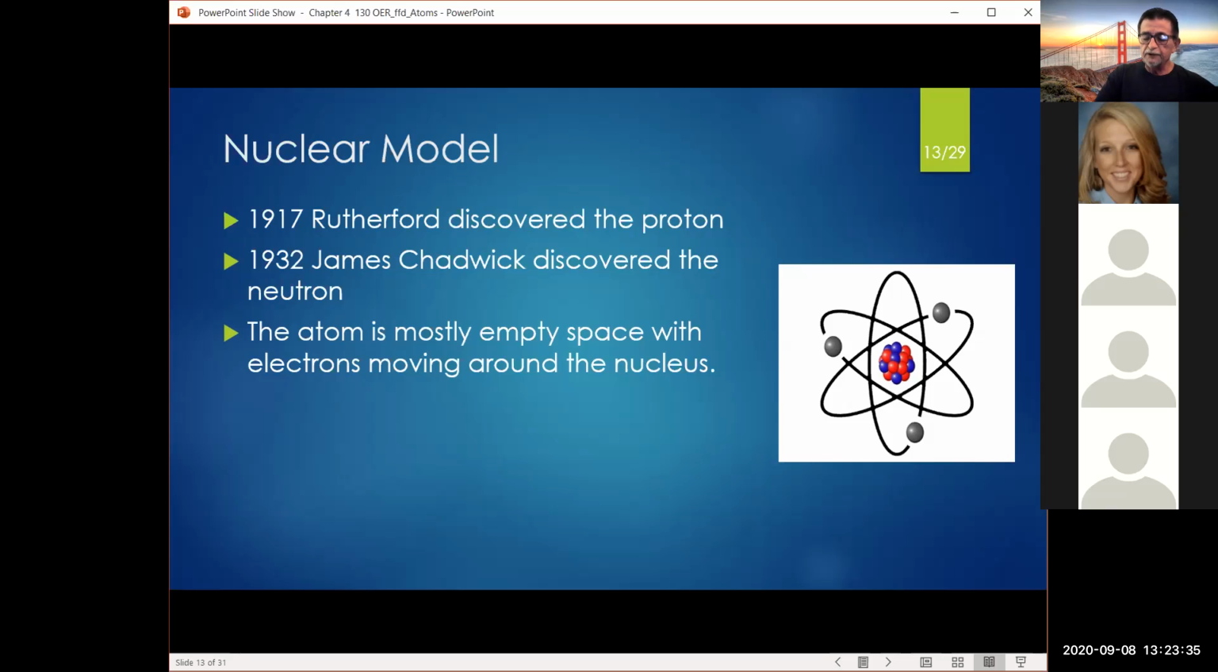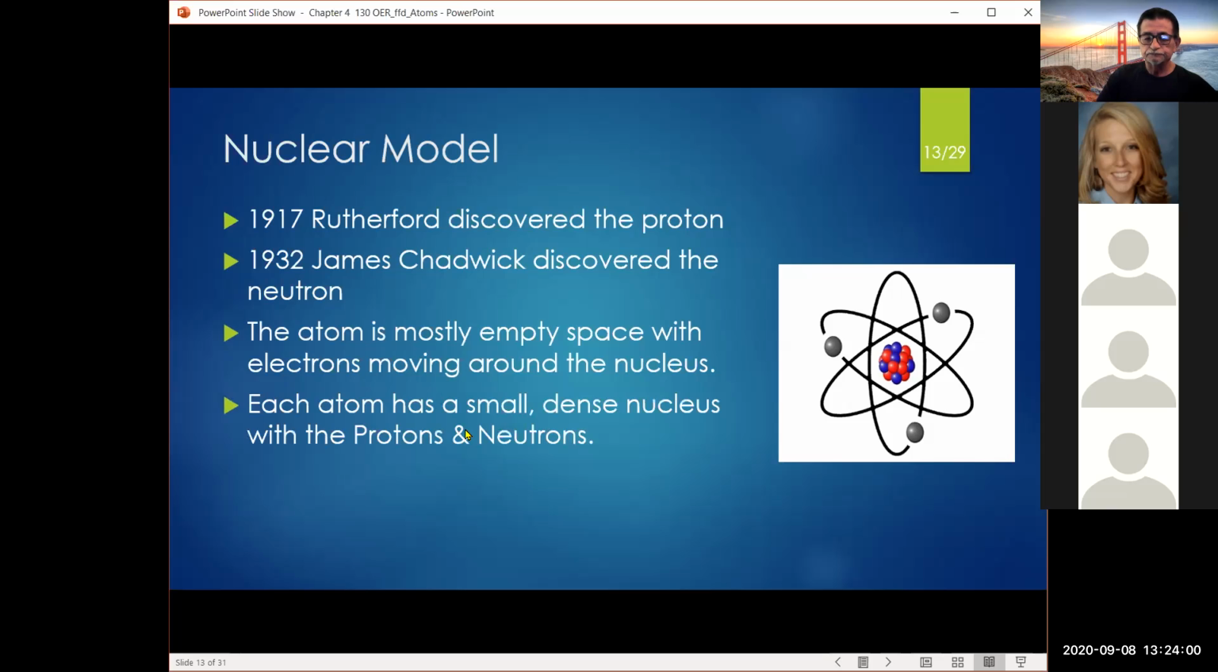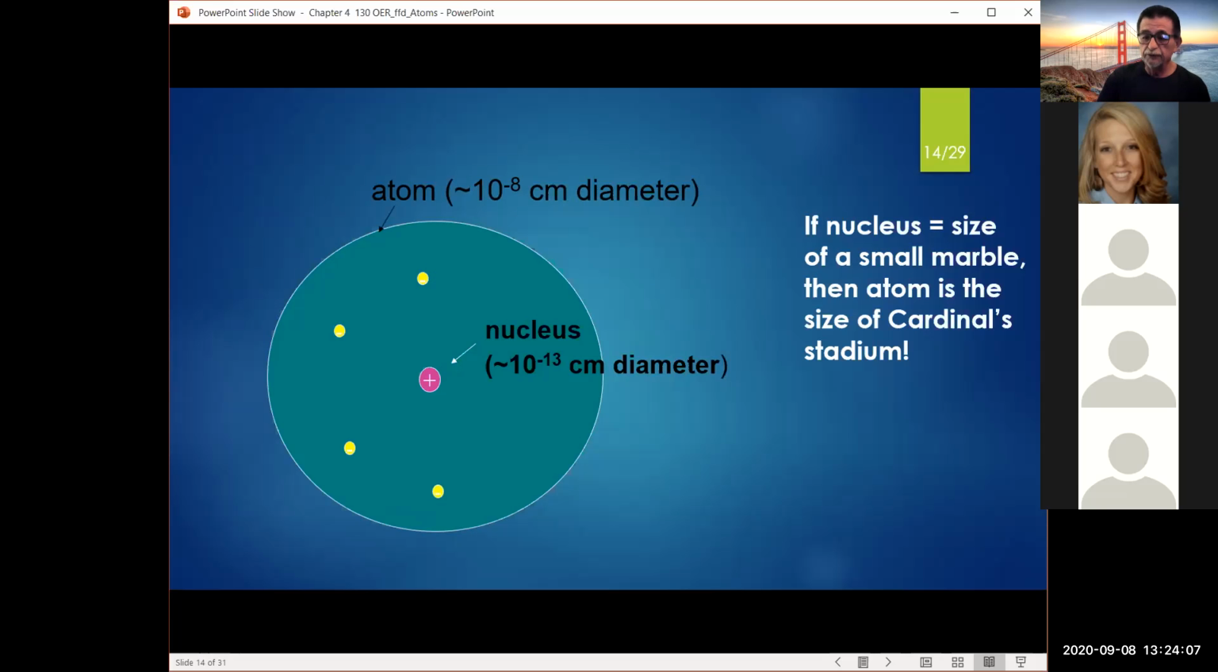So what we basically concluded is that the atom itself is really a lot of empty space. For example, if I brought the hydrogen atom to my scale, and I represented the nucleus of the hydrogen atom, my electron is orbiting roughly about three-quarters of a mile away. There's a lot of space in between, a lot of space. Okay, so each atom has a small dense nucleus with the protons and neutrons in the nucleus.